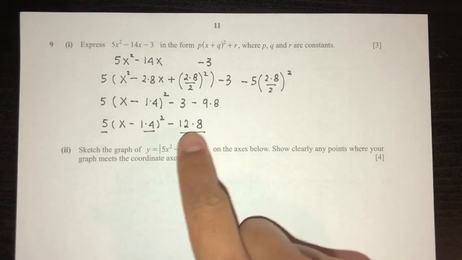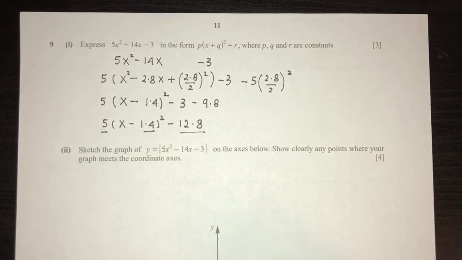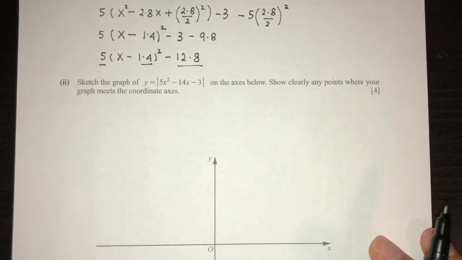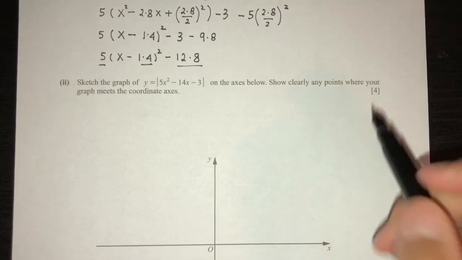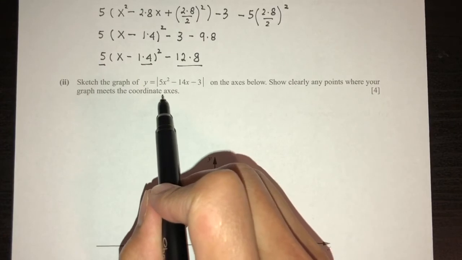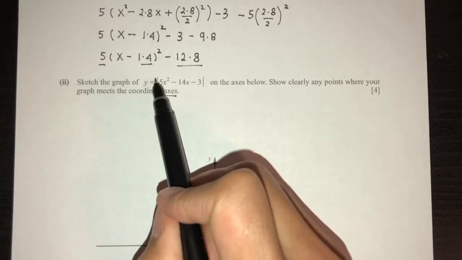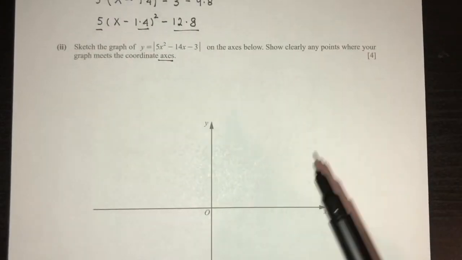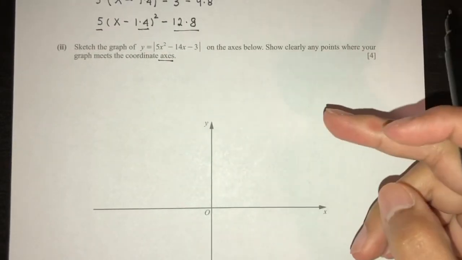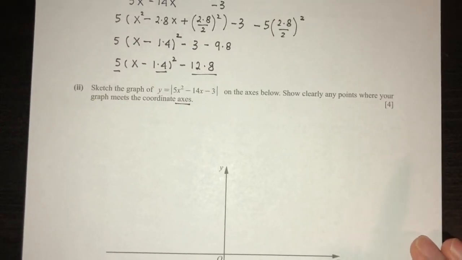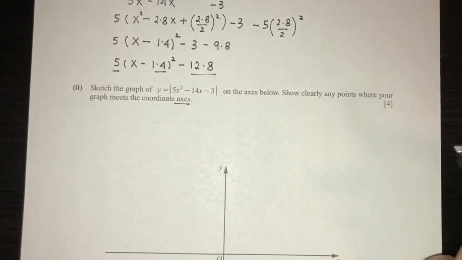Now, of course, you can write this down as fraction as well, and it will be okay as well for your answer. Now, for part 2, we have to sketch the graph of y on the axis below, showing clearly any points where your graph meet the axis. Okay, so pretty easy. A modulus graph means everything below your x-axis will be reflected above your graph. So let's do step by step. Let's try to first find out where it meets the axis.